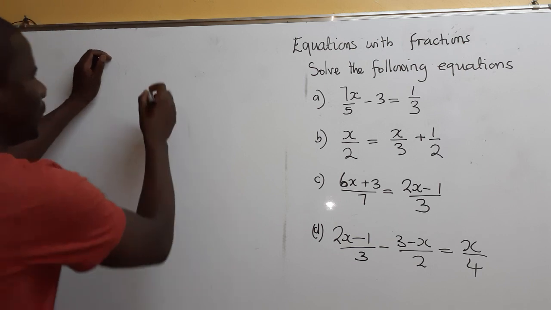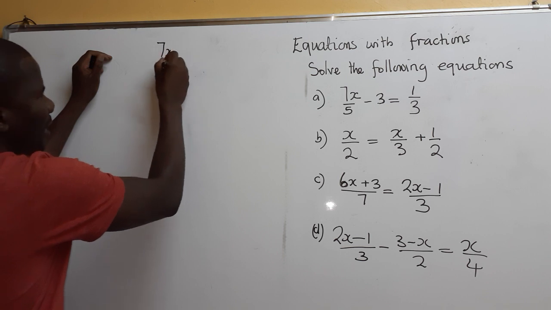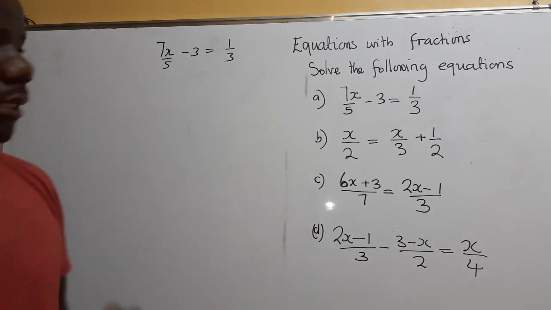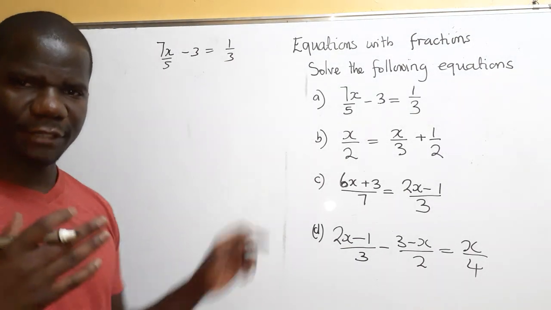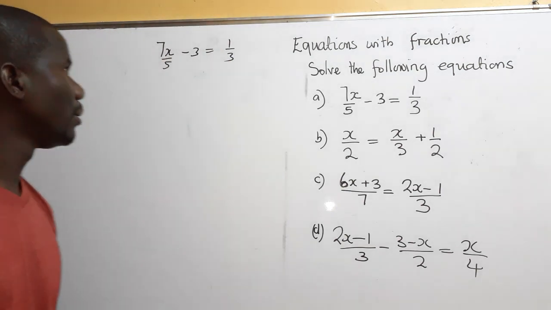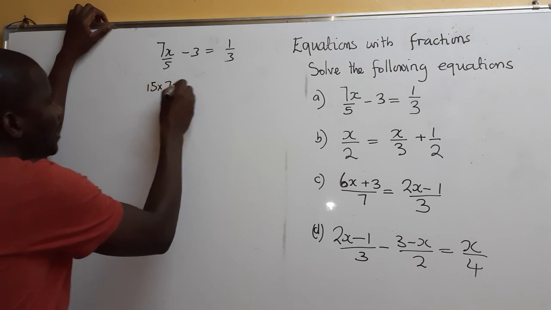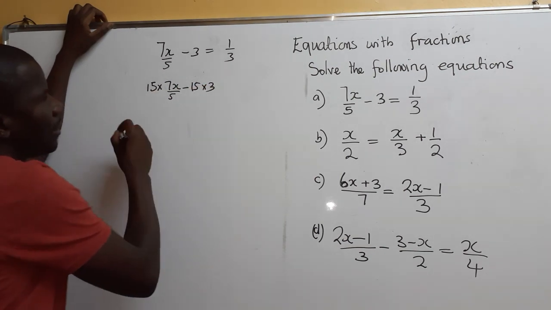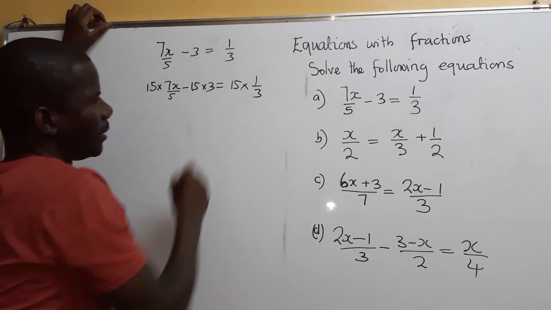For the first one, we have 7x over 5 minus 3 is equal to 1 over 3. The lowest common multiple of 5 and 3 is 15. So we multiply each one of them by 15. We start here: 15 multiplied by 7x over 5 minus 15 multiplied by 3 is equal to 15 multiplied by 1 over 3.